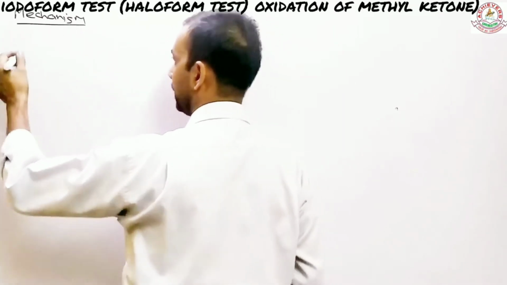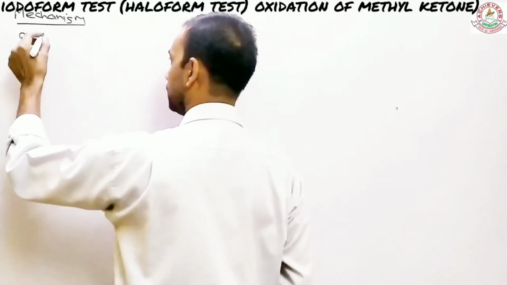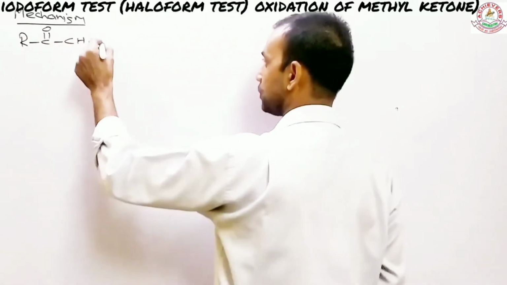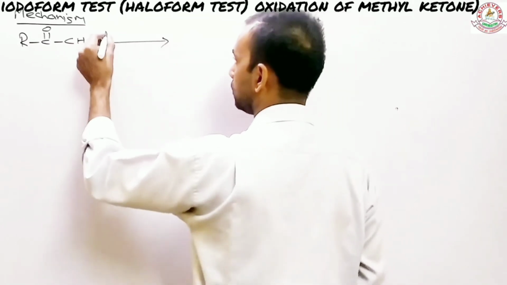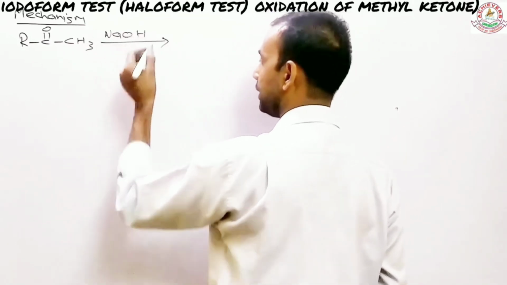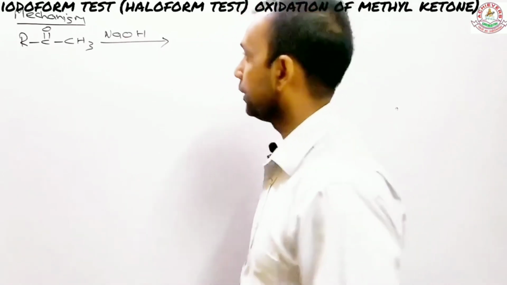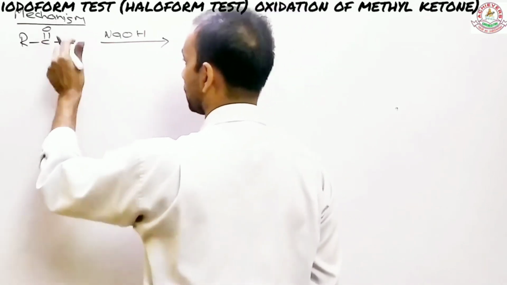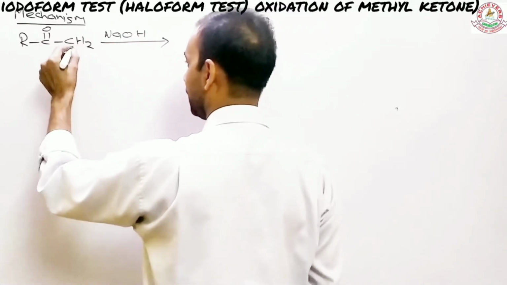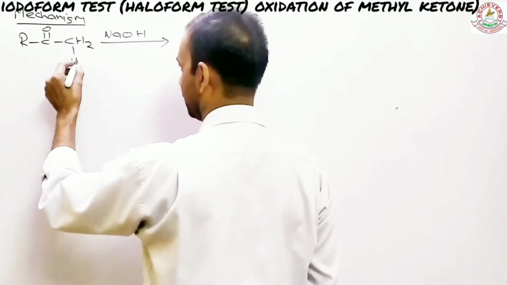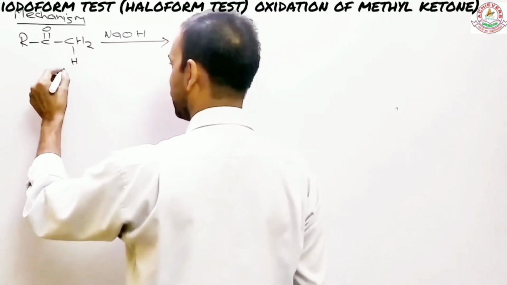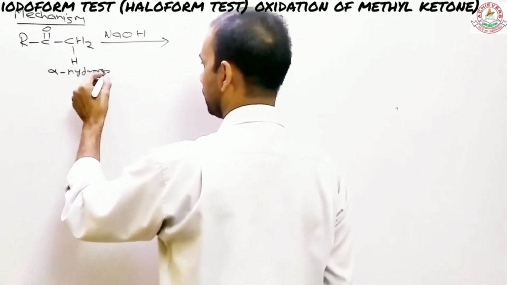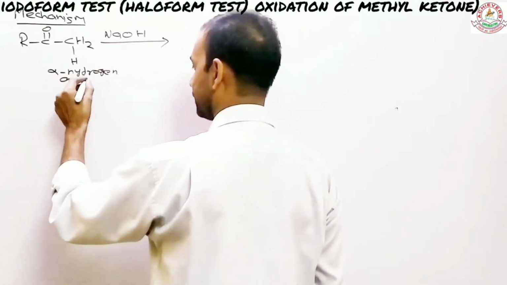In the mechanism of the reaction, I will start with the original compound, the methyl ketone. This reacts with sodium hydroxide. Like I said earlier, this reaction takes place under basic medium. Now you do know that the hydrogen here on the carbon is highly acidic. This is an alpha hydrogen, and alpha hydrogens are very acidic.